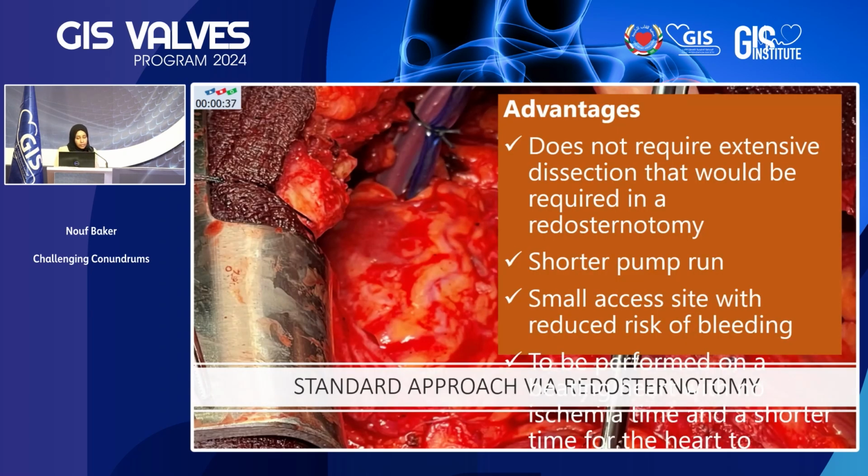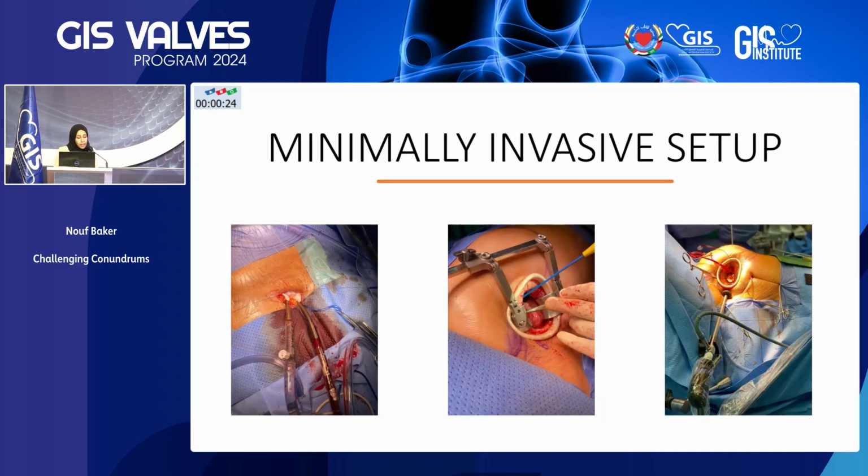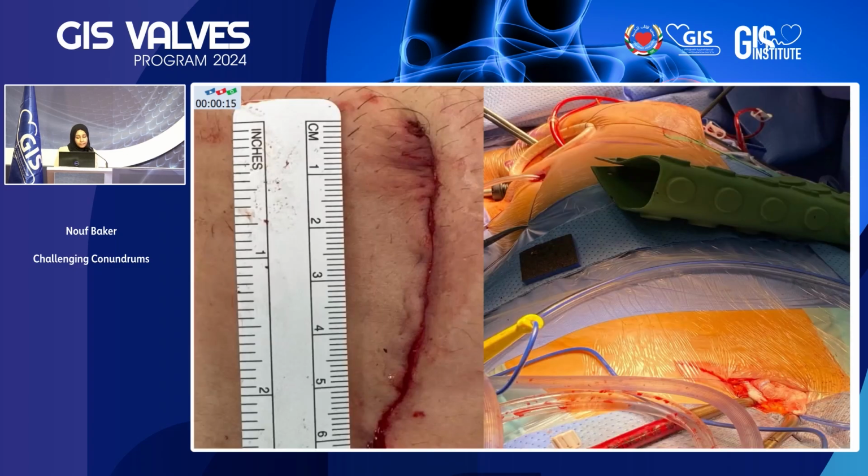In terms of reduced sternotomy, the minimally invasive offers less bleeding, a shorter pump run, especially if you're not doing dissection on pump, and can be performed on a beating heart without any ischemia time. This is our approach. So on your left-hand side, you can see peripheral cannulation, and these are the port sites and the thoracotomy. And this is from the aspect of the patient's leg.